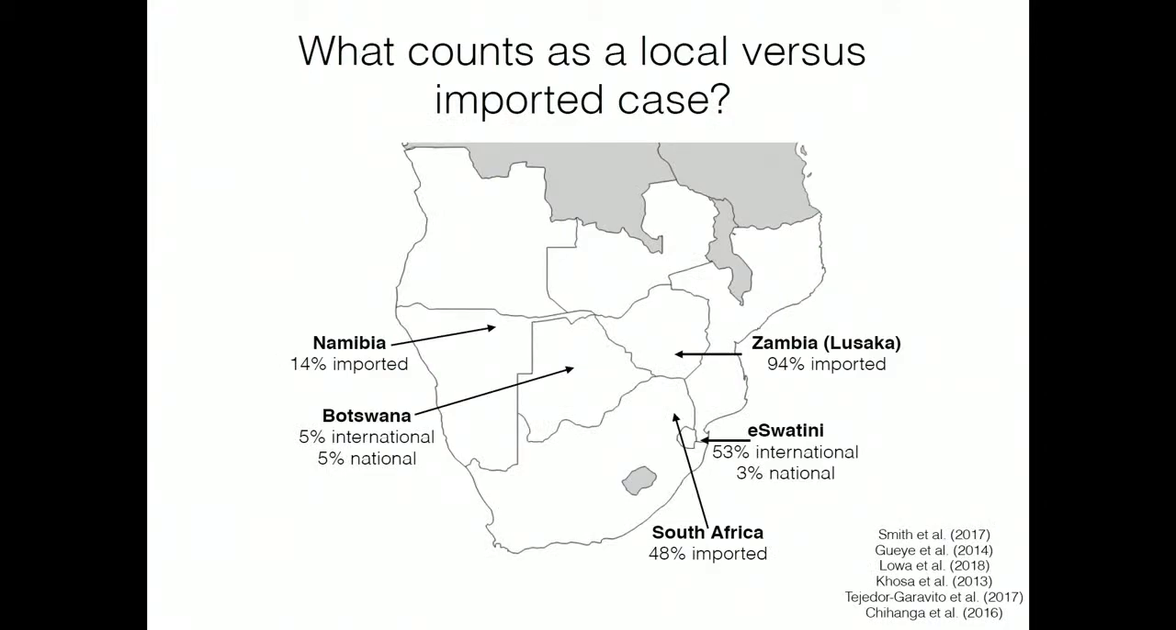And there's a lot of work that's been done on this idea of what counts as local versus imported cases. This is part of the E8 in Southern Africa, for a number of studies where they estimated how many of those cases are imported, either locally from the same country or nationally. And you can see it's quite variable. If you go to a place like Lusaka in Zambia, in a hospital there, almost all of your cases would be coming from outside of Lusaka. In other places, you may only have 5% of your cases being imported.